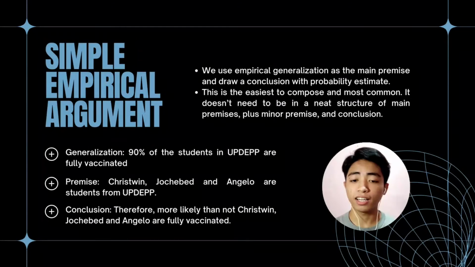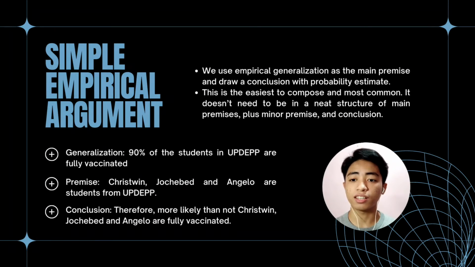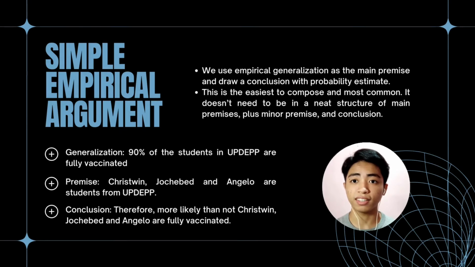In simple empirical arguments, we use empirical generalization as the main premise, and we draw conclusion with probability estimate. Ito ang pinaka-common at pinakamadaling i-construct na argumento. Simple lang din ang structure nito. Kailangan lang ng main premise, minor premise at ng conclusion. For example, generalization. 90% of the students in UPDEP are fully vaccinated. Premise, Christwin, Jochebed, and Angelo are students in UPDEP. Conclusion, therefore, more likely than not, Christwin, Jochebed, and Angelo are fully vaccinated.